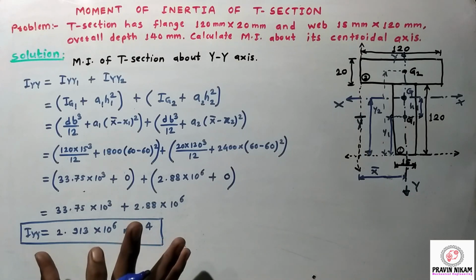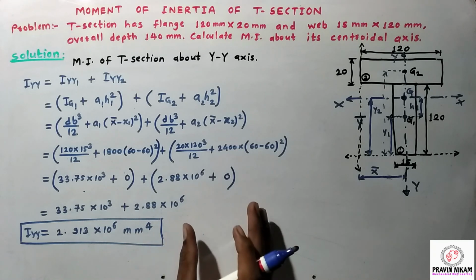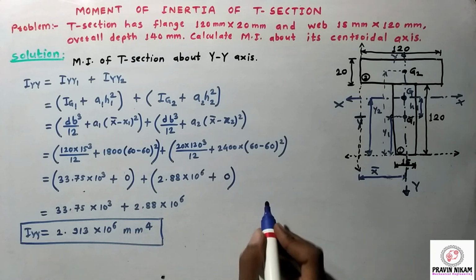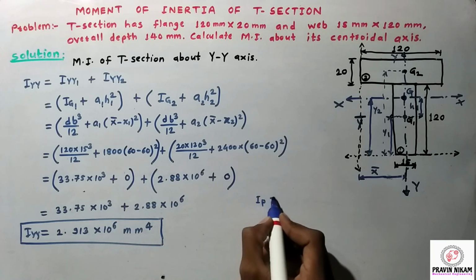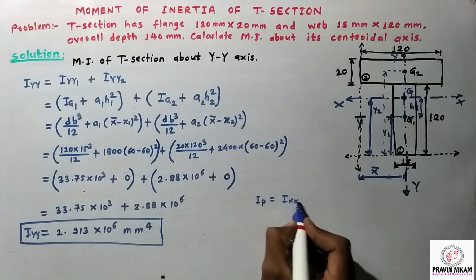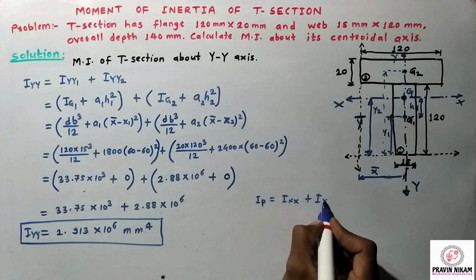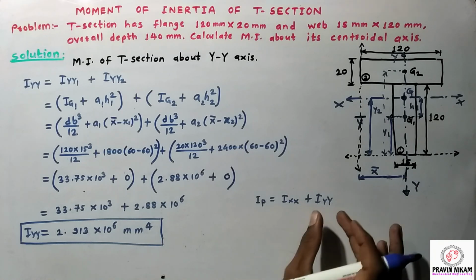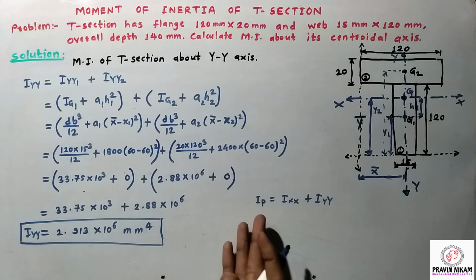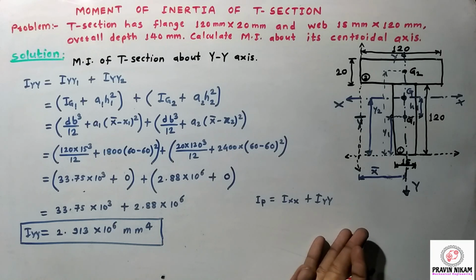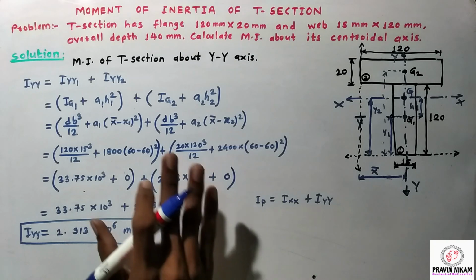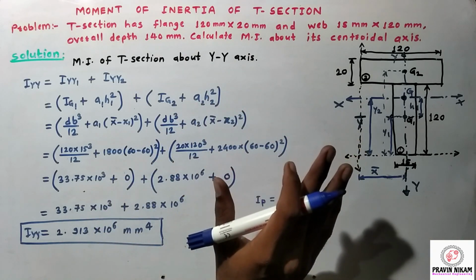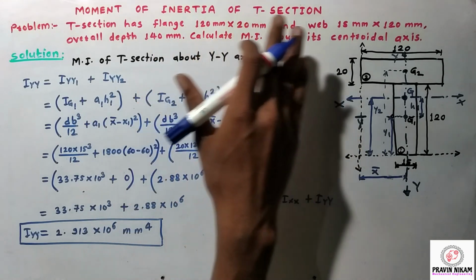Now you can find out polar moment of inertia also. So you know polar moment of inertia Ip is equal to Ixx plus Iyy. Now put the value of Ixx here, Iyy here, you will get Ip, that is polar moment of inertia of T section. So this is the simple way to find out moment of inertia of a T section.